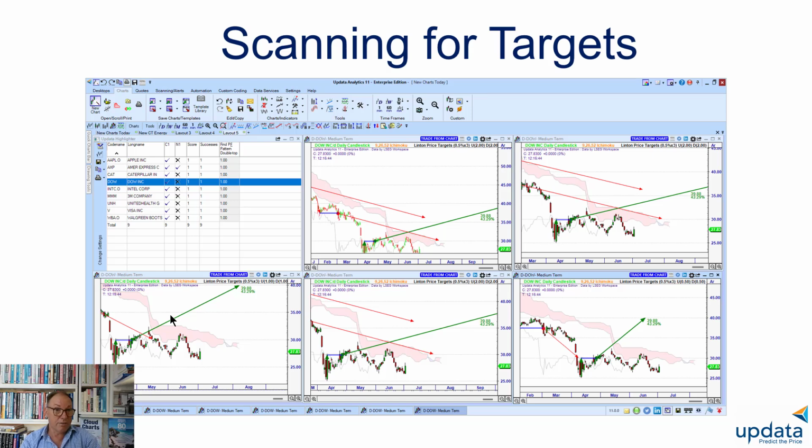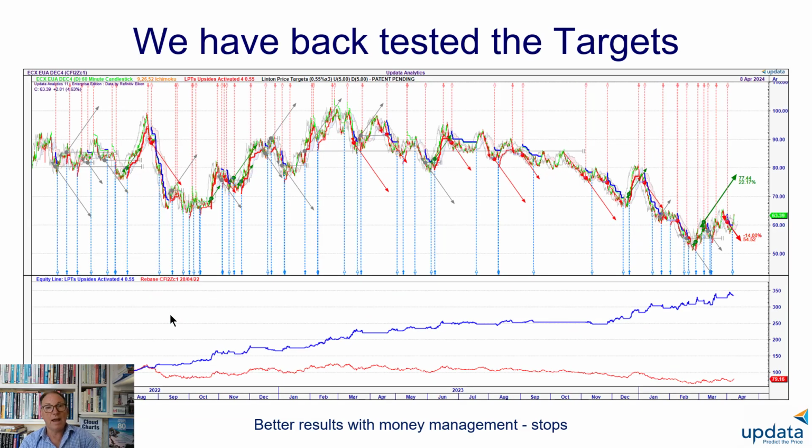You can scan for the targets in Updater, so if you want to find charts that have got targets that are greater than 2, or that are longer in the future, you can do scanning, and that's really quite powerful. And you can backtest them in Updater as well. We've done quite a lot of backtesting. And what we have found is with money management stops, the targets work better. So use the target to enter the trade, and then it's about money management from there on. And that's a key message, really.